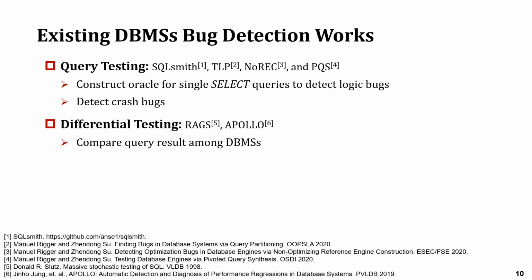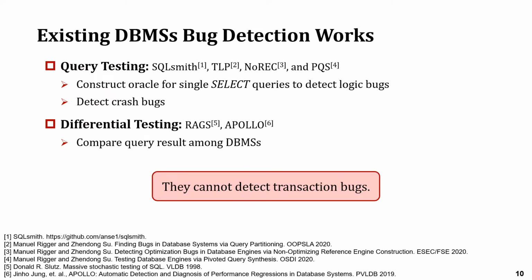Many approaches for automatic DBMS bug detection have been proposed. Some works construct oracles for single select queries to detect DBMS logic bugs, such as SQLancer and TLP. These works can also detect crash bugs in DBMS. Some works utilize differential testing, such as RAGS and APOLLO. They compare query results among DBMS to detect bugs. However, these approaches are designed to find specific DBMS bugs and cannot detect transaction bugs.